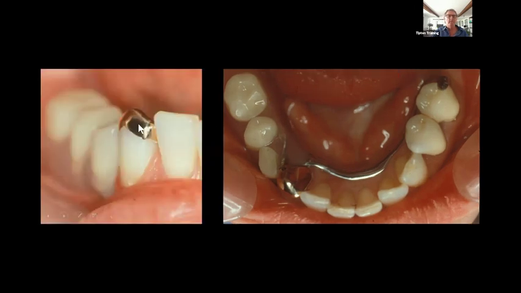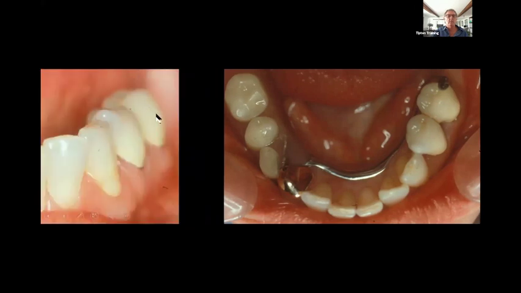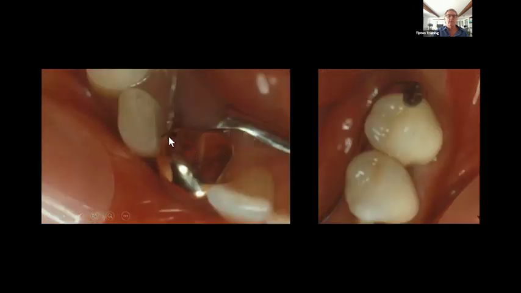So close-up of my gold 3/4 crown. Close-up of the replacement crown on the lower left-hand side. And again, just a close-up of the female with the male going into it. So again, these are not classics.